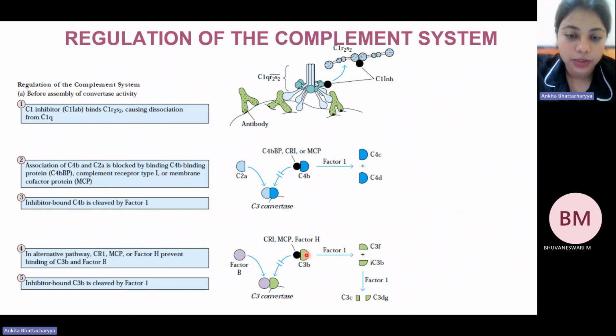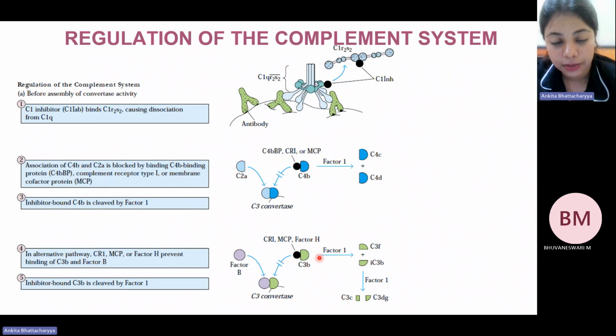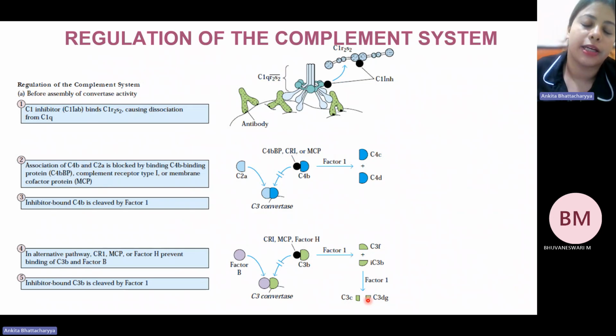Alternatively, if it is formed, then the inhibitor-bound C3b will get cleaved to form C3f and iC3b. Again, factor I can act upon it, forming C3c and C3dg, which means you keep on fragmenting the C3 protein further and further, so that C3 convertase can no longer be formed, and therefore that complement activation cascade will no longer be active.